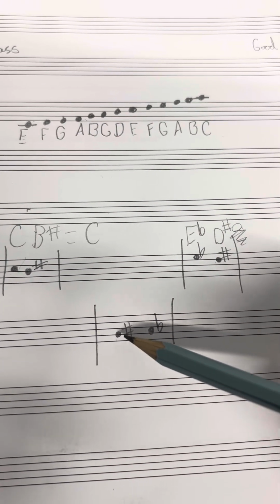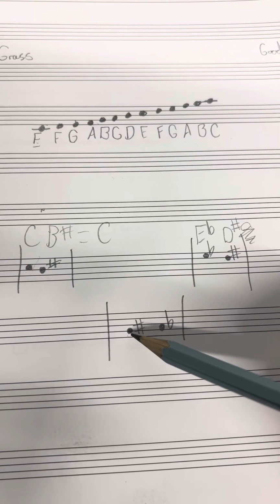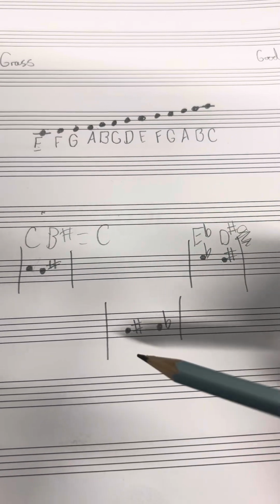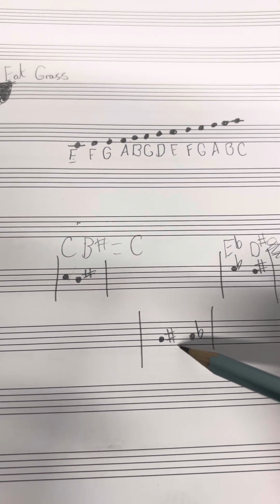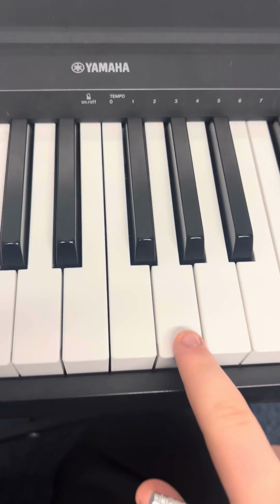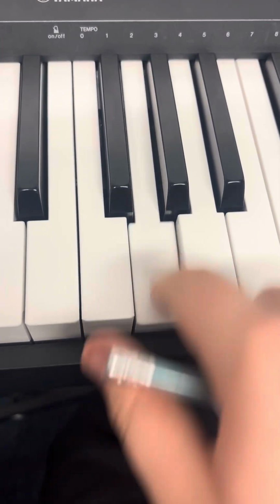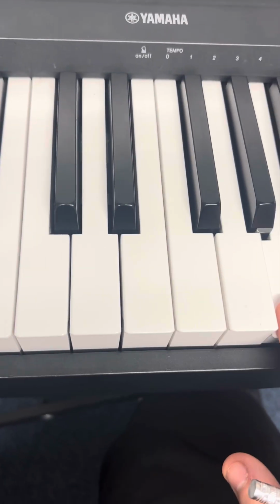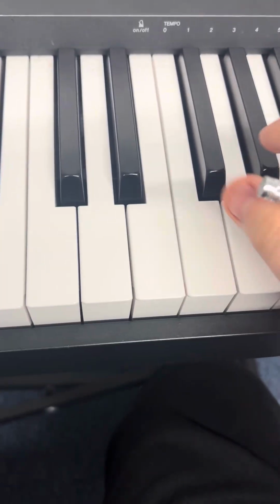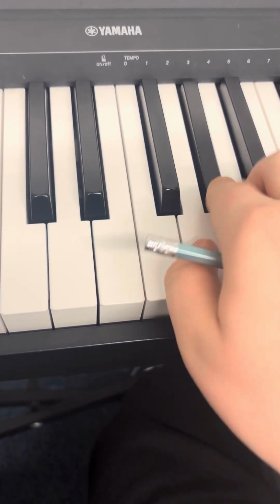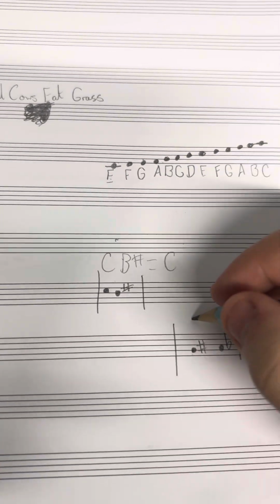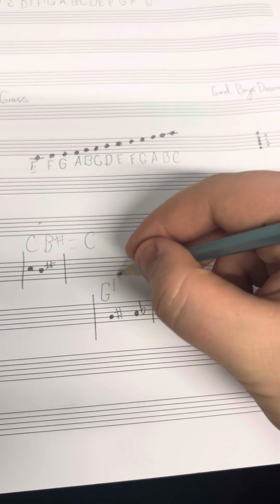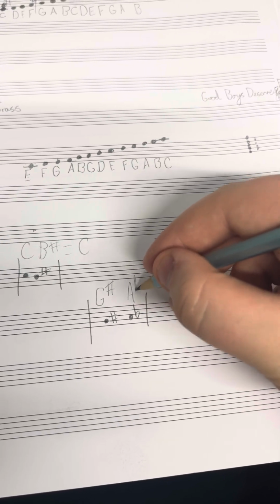Then, for the final one, we have a G sharp and an A flat. So if we go to the piano one more time, we have a G sharp, which is G's here, G sharp, but then we've got A and then an A flat. So they're both, we'd call that an enharmonic equivalent. So G sharp and A flat.